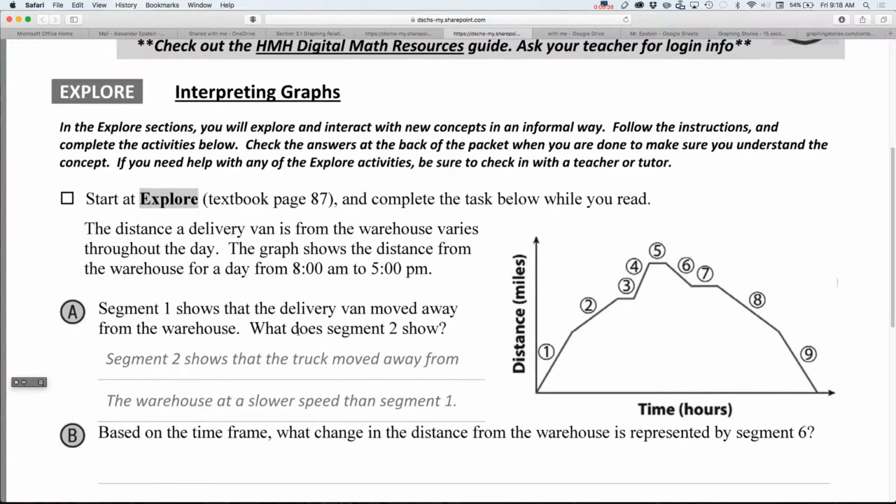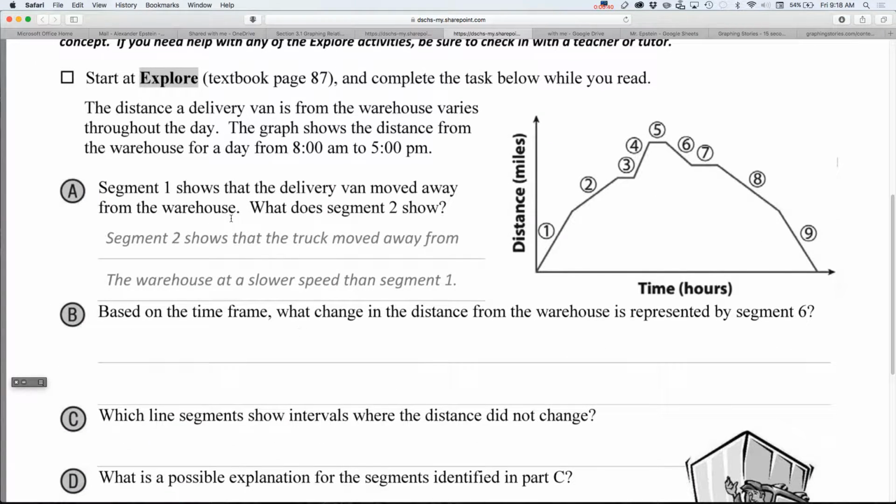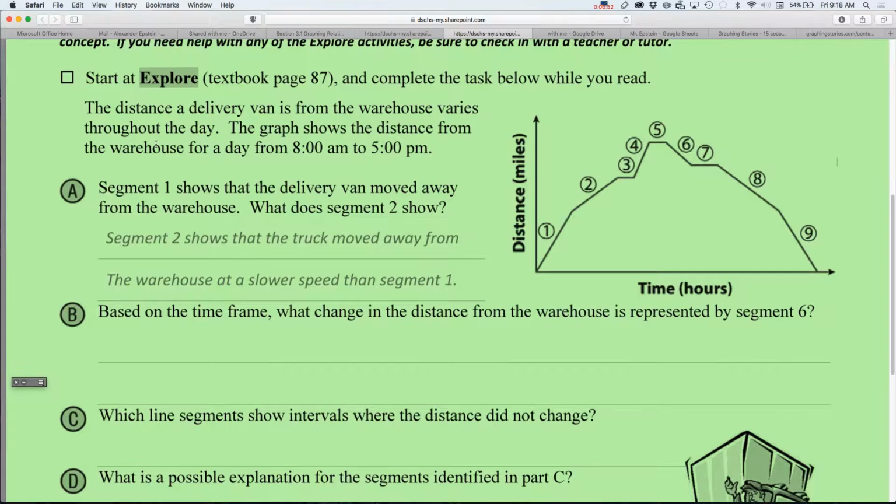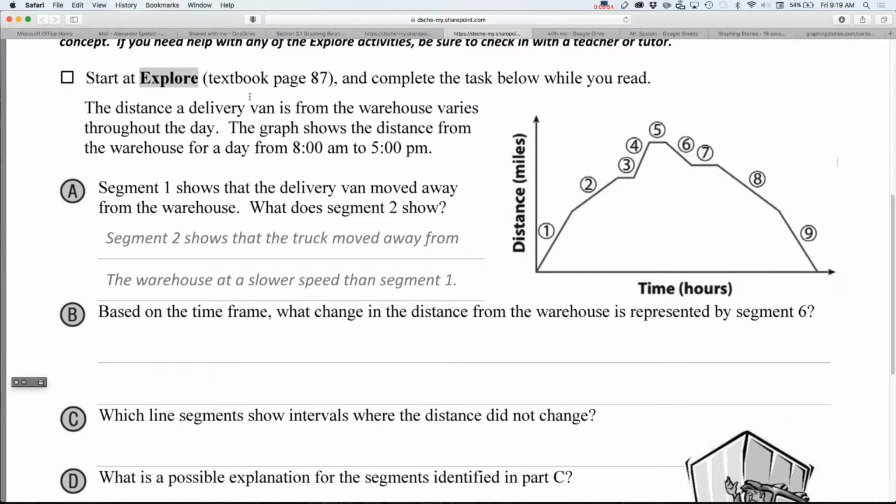So we're going to try to figure out how to represent situations as a graph. Segment 1 shows that the delivery van moved away from the warehouse. What does segment 2 show? So this is on the problem. The distance of a delivery van from the warehouse varies throughout the day. The graph shows this distance from the warehouse for a day from 8 to 5.